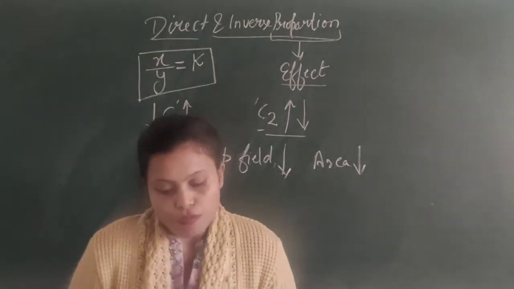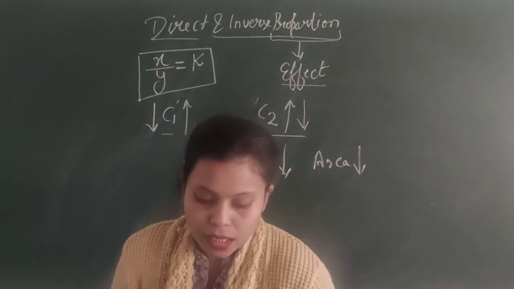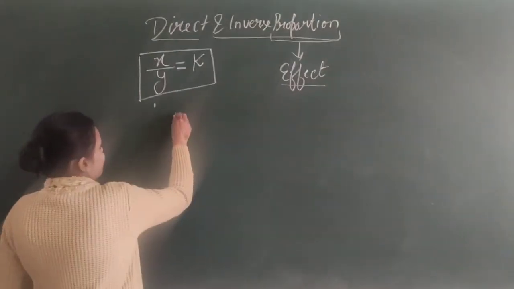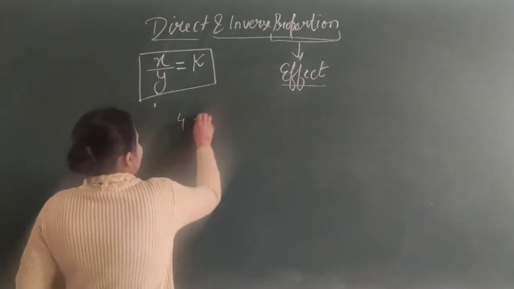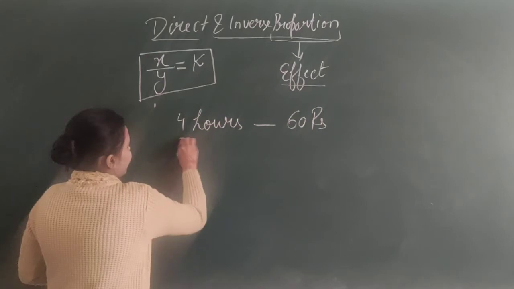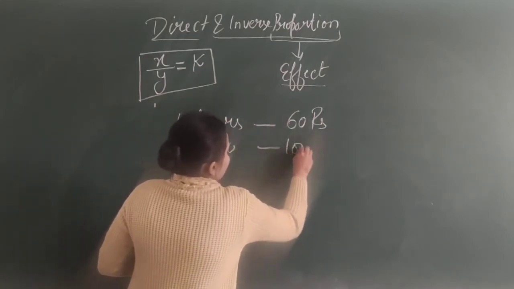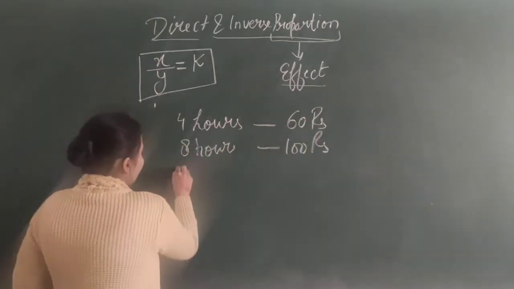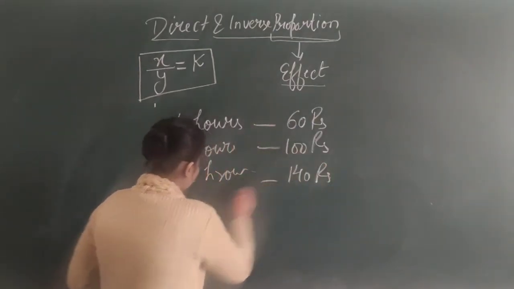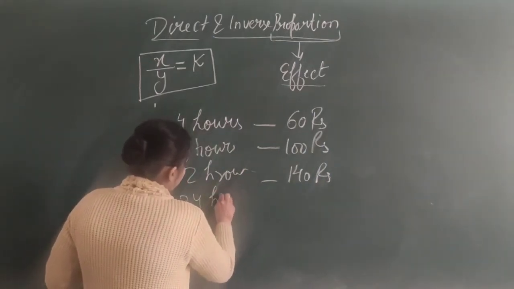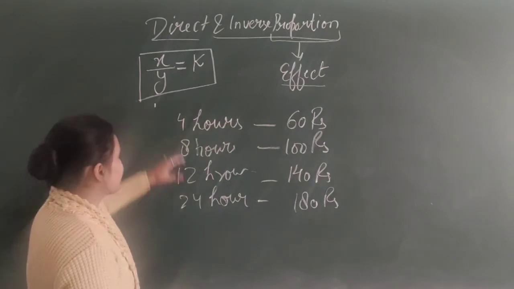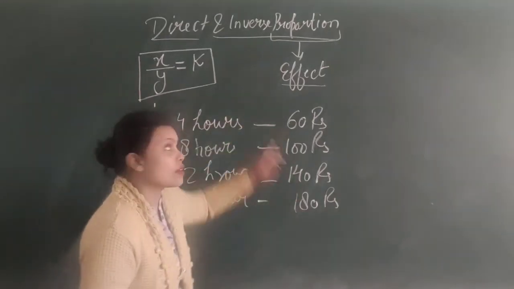So question number 1. Following are the car parking charges near a railway station. Some of the charges are given. For 4 hours, it is charging 60 rupees. For 8 hours, it is charging 100 rupees. For 12 hours, it is 140 rupees. And for 24 hours, it is 180. Right? And it is being asked whether these charges are in direct proportion or not.